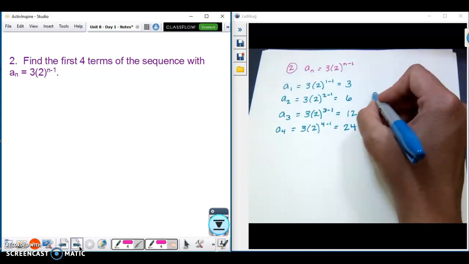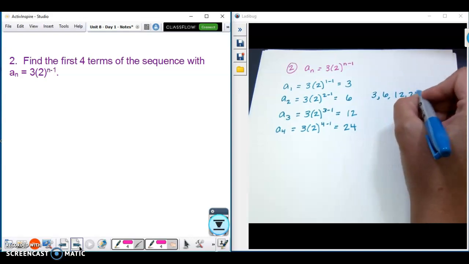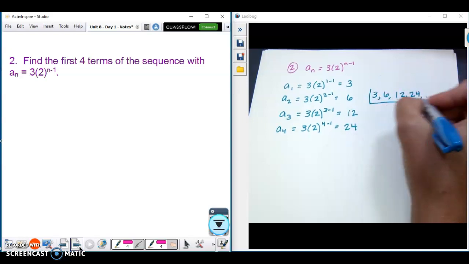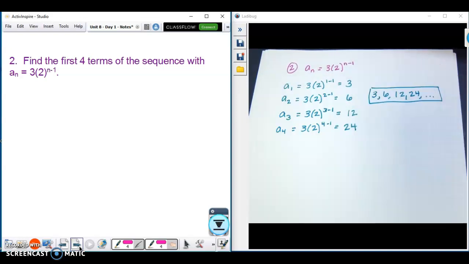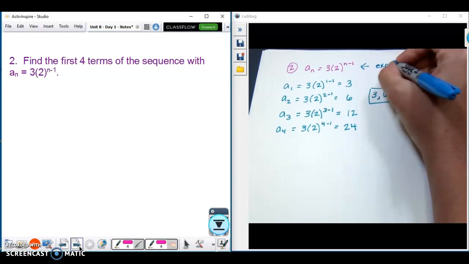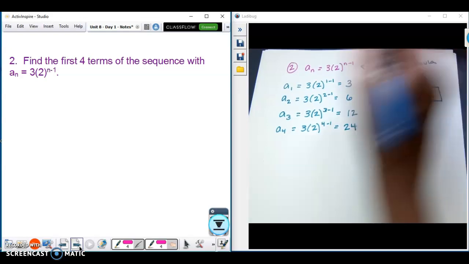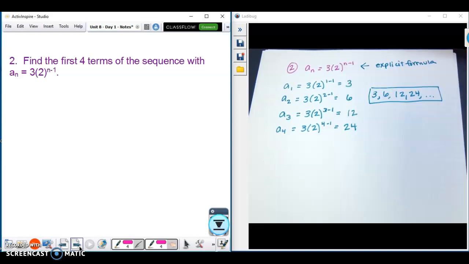So the first 4 terms of our sequence, we have 3, 6, 12, 24, and that would keep going on forever. So it'd be an infinite sequence there. Okay, so once again, they gave us a formula. It was called an explicit formula. Okay, it's called explicit because if we want to find the terms, we are able to just plug in the value for the number of terms that we want to find, and that will tell us what that value is.